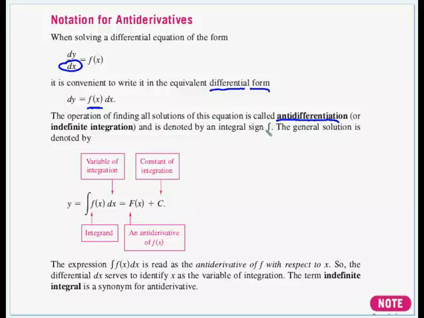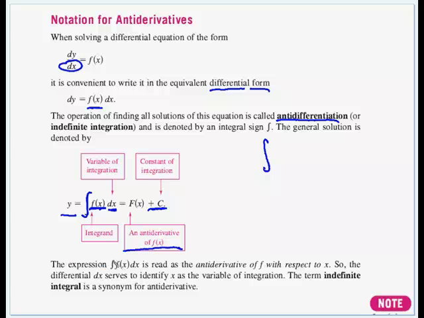And it's denoted by the integral sign that looks like an elongated s. The general solution is denoted by y equals, and what comes after our integral sign is our integrand, the function we're working with. The variable of integration is given away by our differential. This is dx, so we're integrating with respect to x. After we perform the antiderivative operation, we have our antiderivative of the original f of x, and we add on our plus c, our constant of integration.